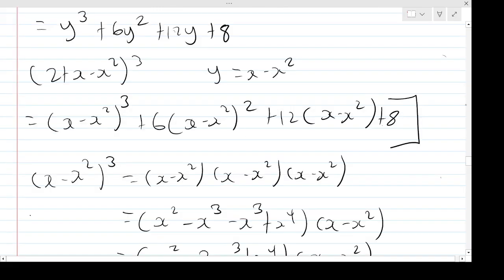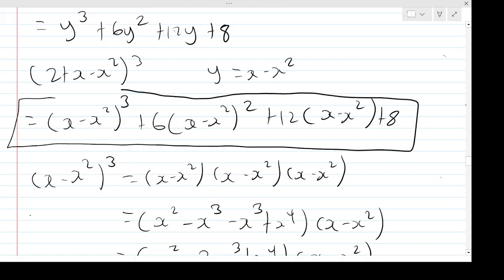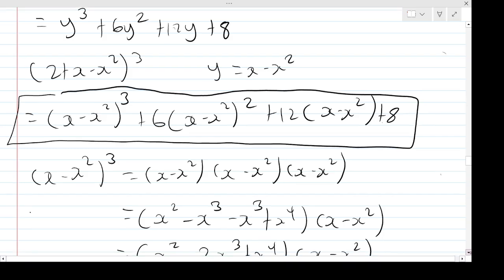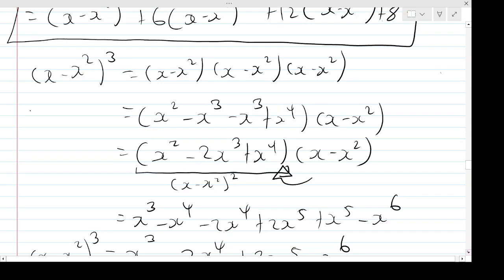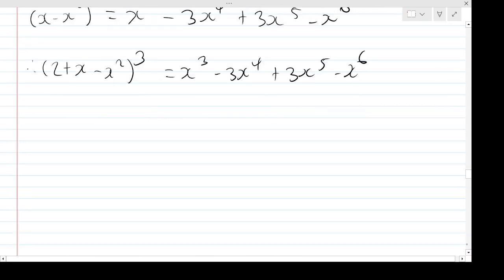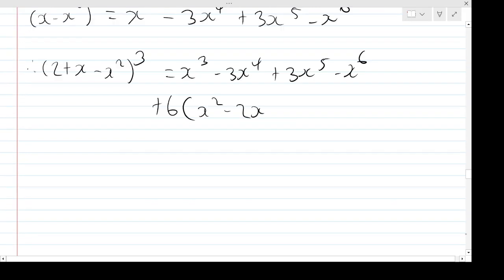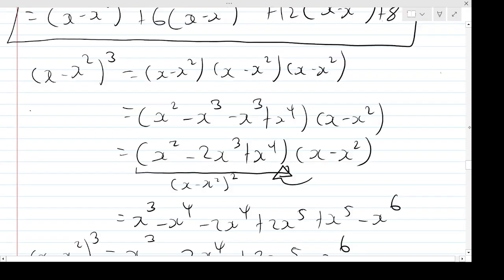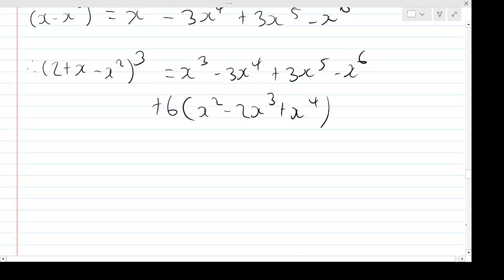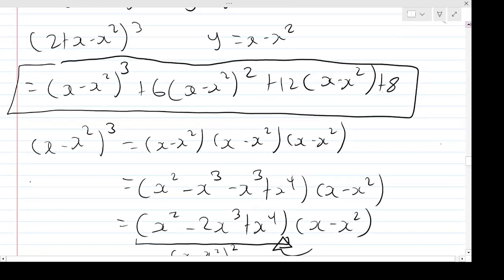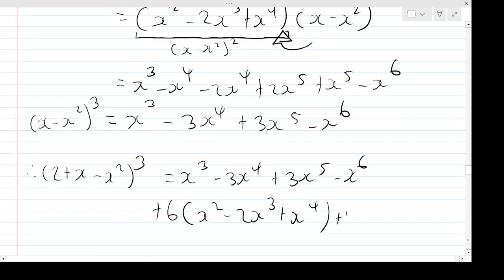Then we have, so I'm looking at this, right? So then we have 6 of x minus x squared squared. Now the squared bracket is again this there. So that'd be 6 lots of x squared minus 2x cubed, add x to the 4, is it? Yes, there we are. Then we have up here plus 12 of x minus x squared. Then we have plus 8 on the end. So there we are. So now we just need to expand this.